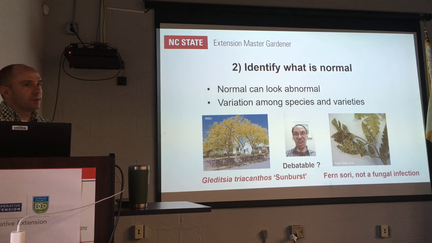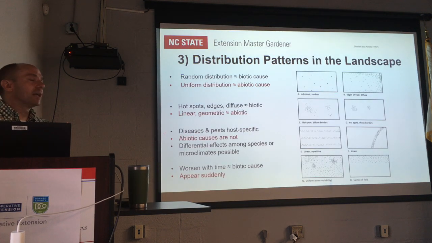Know what normal is. We talked about this already. So just understand what is normal for that species or that cultivar. Then look at the distribution of the problems or the symptoms both on the plant and in the landscape.